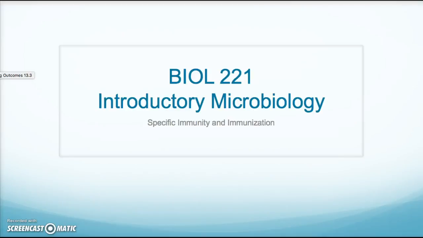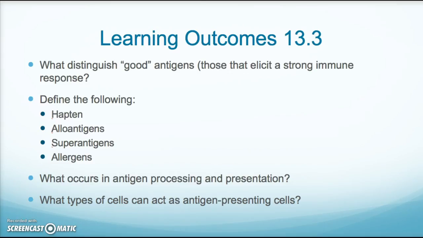Hi everyone, we are on to lecture 13.3, the third mini lecture out of chapter 13. In this one we're going to be going into stage 2 of the specific immunity, the third line of immunity, and we're going to be looking at antigens. So this is a list of the learning outcomes that I would expect for this lecture.